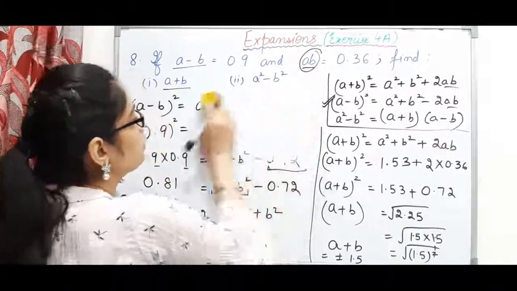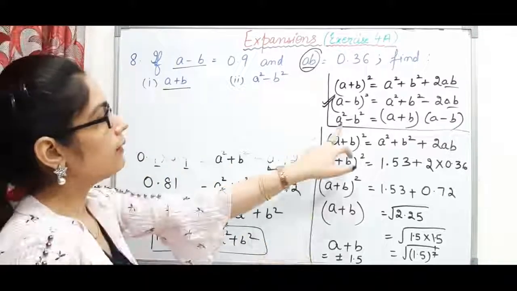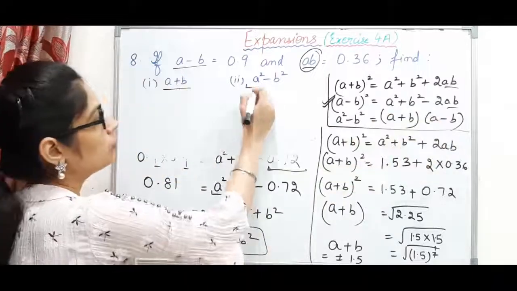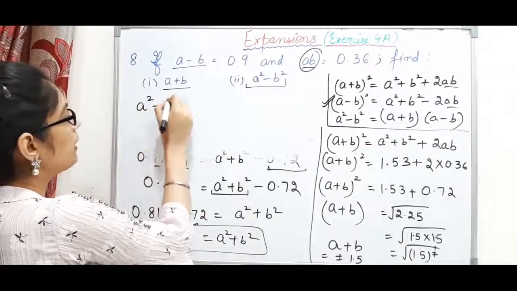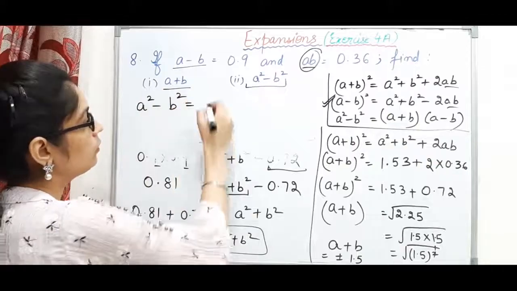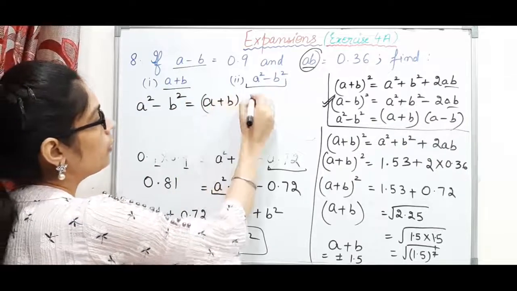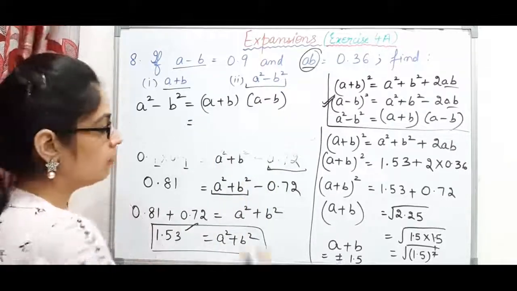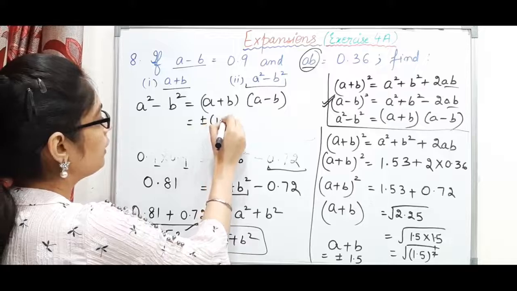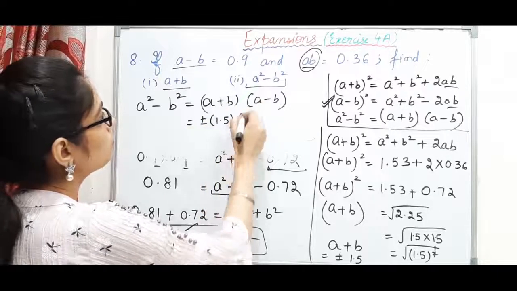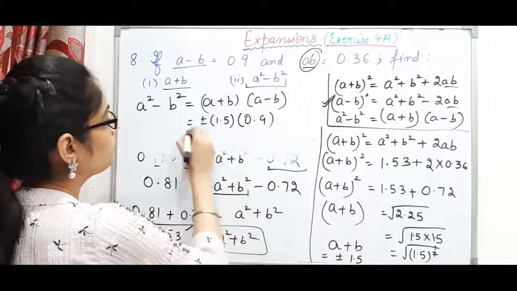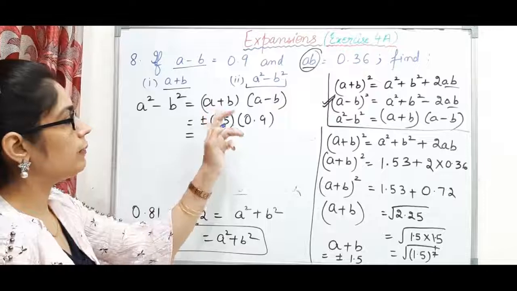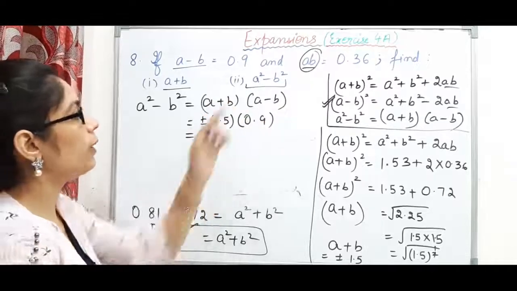Now this second part we will do here. Second part is very much clear. This third identity, a square minus b square is equal to a plus b into a minus b. So we can directly apply the identity. A square minus b square is equal to a plus b into a minus b. So a plus b, just now we have found, it's plus minus 1.5. Then a minus b is already given to us, 0.9. We can do the multiplication. I have substituted a plus b as 1.5 and a minus b as 0.9.